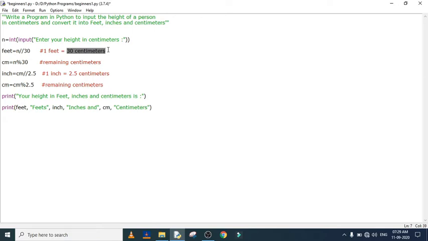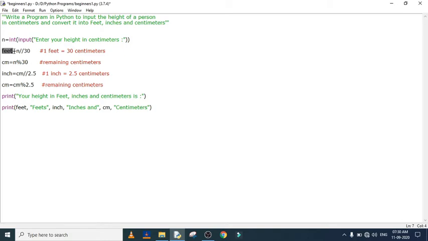What should be the result of this division? The result of this division will be the number of feet. Floor division, so that no value in decimals will be shown. Here, if I have given 157 and divide by 30, it will be 5. The remaining 7 centimeters will not be shown in decimals. Only the quotient will be given, not the remainder. So the value of this variable feet will be 5.